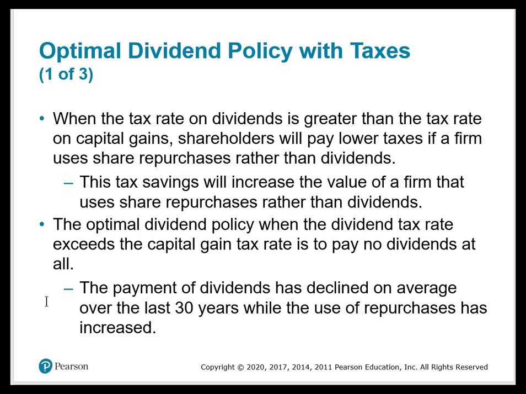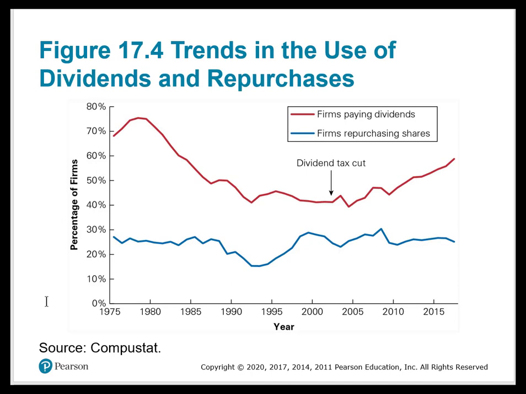So again, if you look at history, it appears that payments have declined on average over 30 years. I'm not so certain how relevant that is, especially if you look at the last couple of years since 2010. Companies paying dividends has increased, while companies buying back stock has been rather flat. So I'm not sure exactly what they're trying to tell us with respect to this.